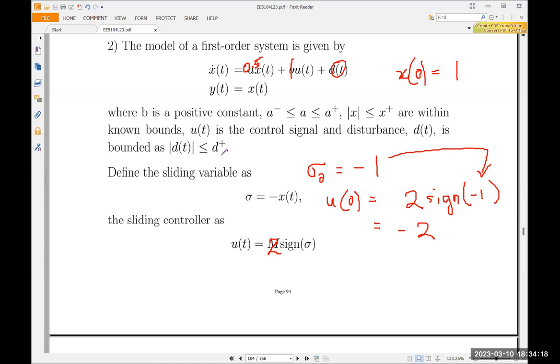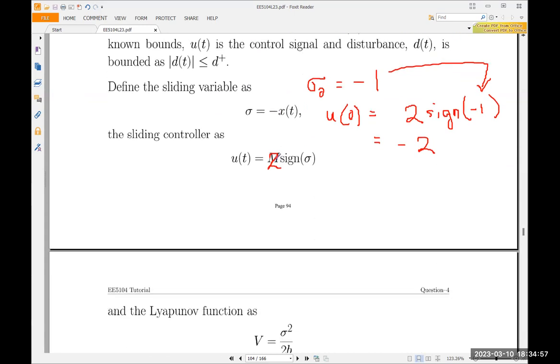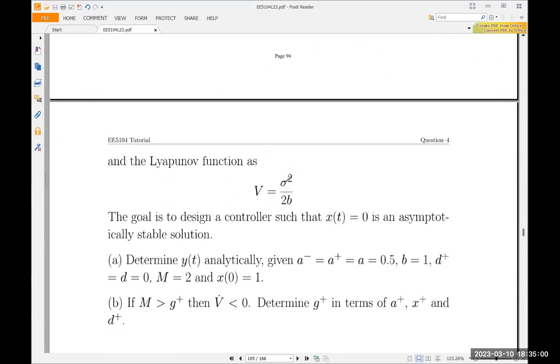So how do you make your controller still work? The requirement of sliding mode control is very minimal. The main thing that makes it work is that the slope of your V curve must be negative. Then your V curve will drop, because V is equal to sigma squared over 2. If V drops, then finally your sigma will be equal to 0. So how to make sure of that? We just make sure that the slope of the V curve is always less than 0. So the V curve is this.